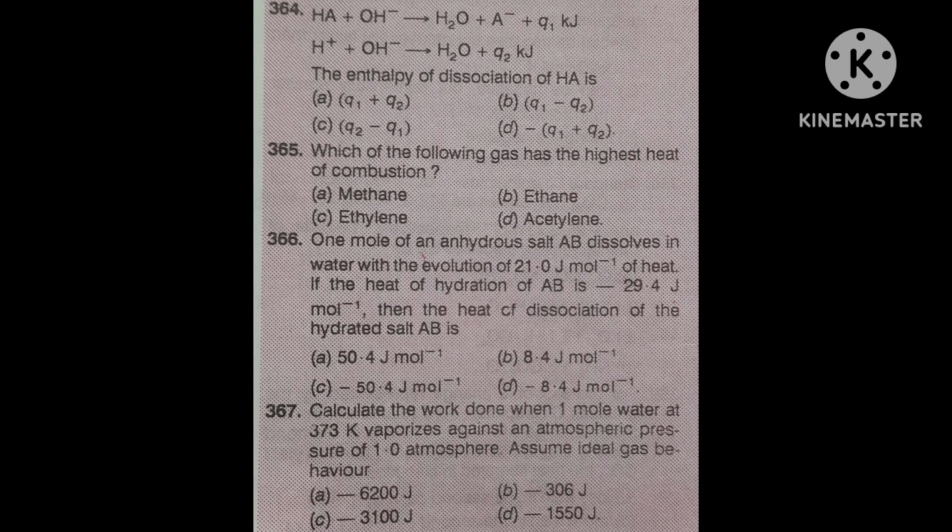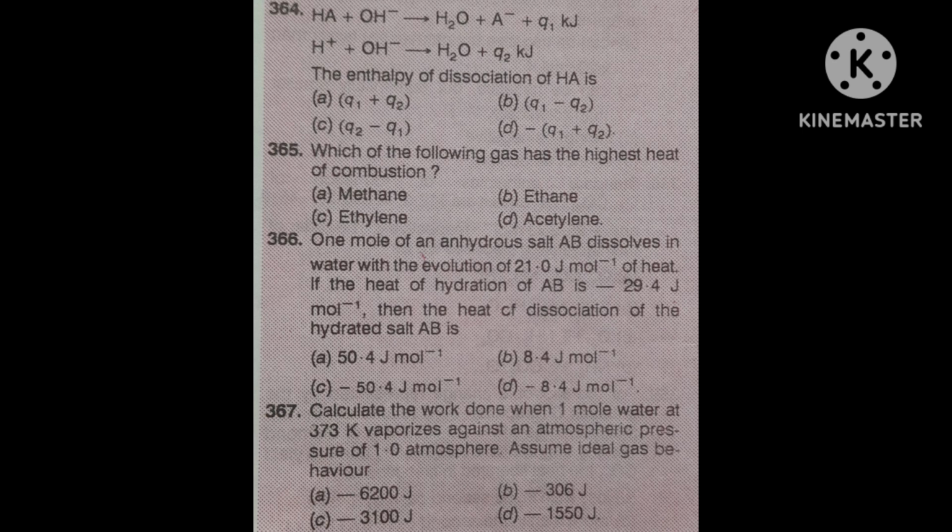PV is equal to RT, then V is equal to RT upon P. All values you put: R is 0.0821, T is 373, divided by pressure 1. Then simply multiply 0.0821 into 373, and you will get 30.62 liter. Divided by 1 you get the same thing. So the H2O vapor volume is 30.62 liter. This is the second concept.